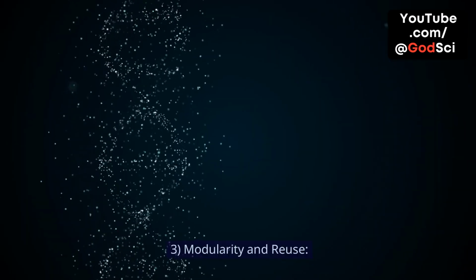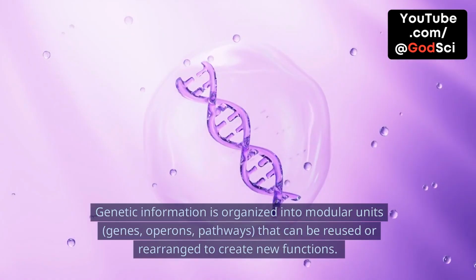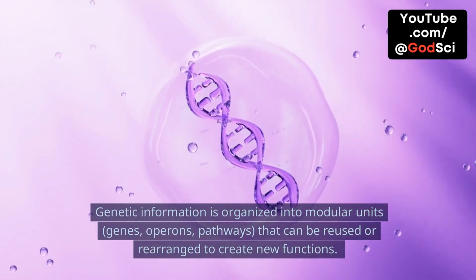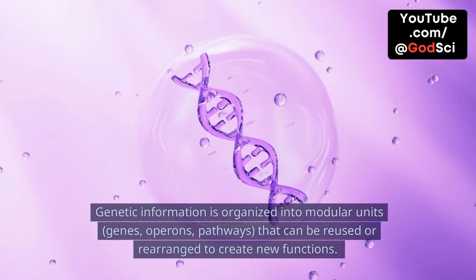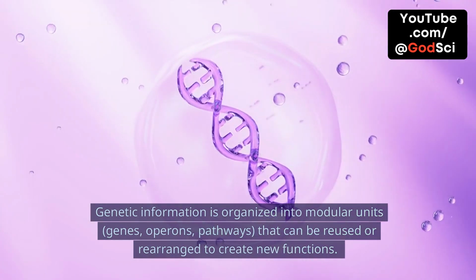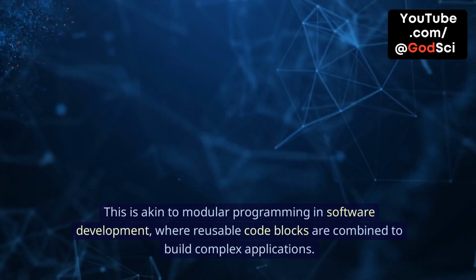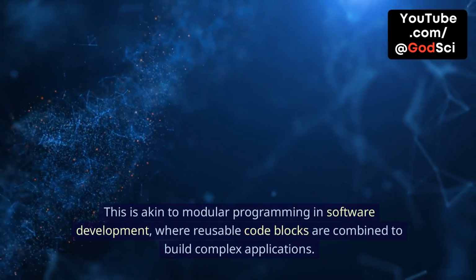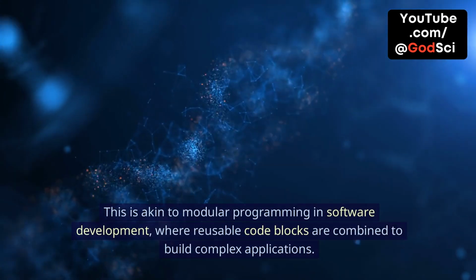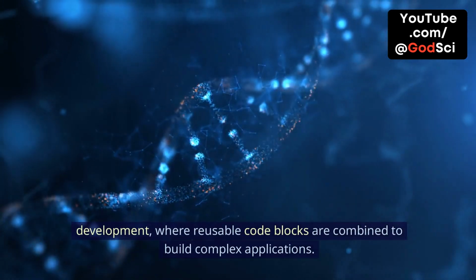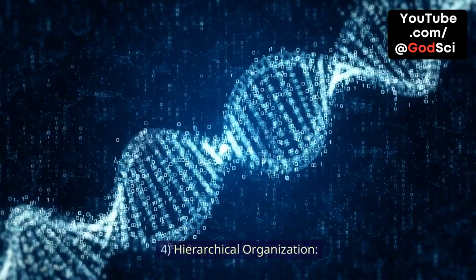3. Modularity and reuse. Genetic information is organized into modular units, genes, operons, pathways, that can be reused or rearranged to create new functions. This is akin to modular programming in software development, where reusable code blocks are combined to build complex applications. 4. Hierarchical organization.